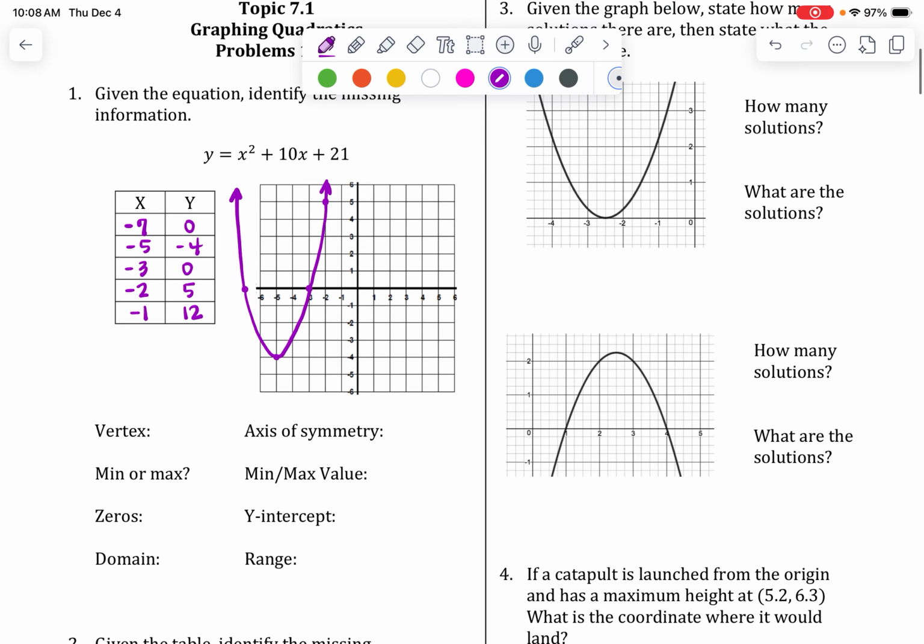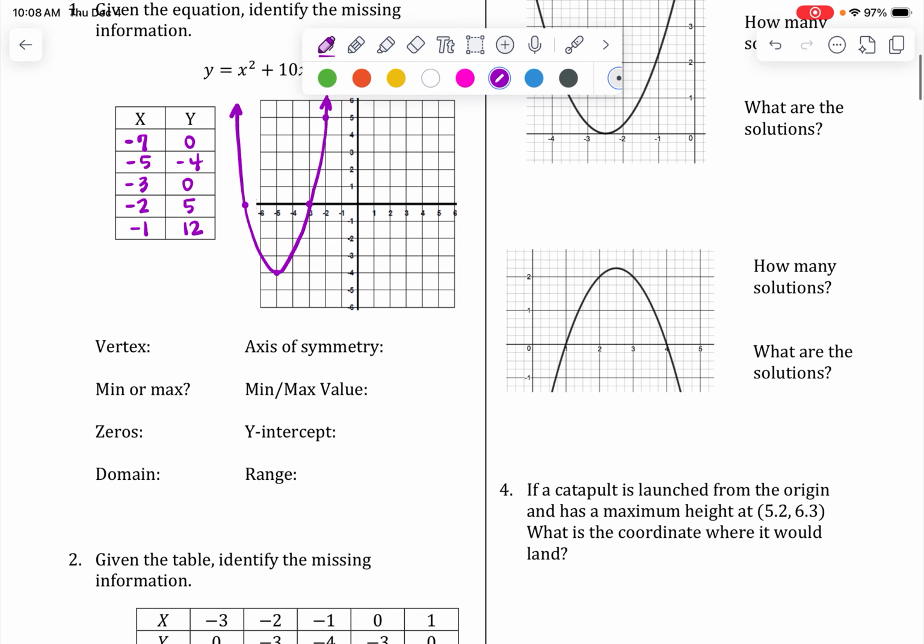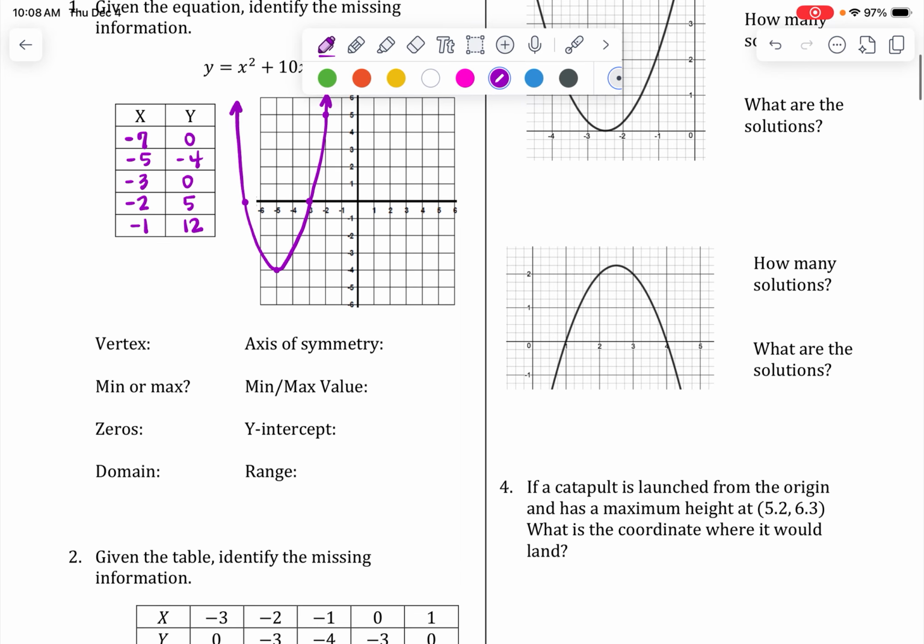All right, so then they want us to label all of the attributes of this graph. So clearly the vertex, remember the vertex is the highest or lowest point of the parabola, and that is clearly -5, -4. The axis of symmetry is that imaginary vertical line that splits your parabola into two symmetrical parts. So that's going to be x equals -5.